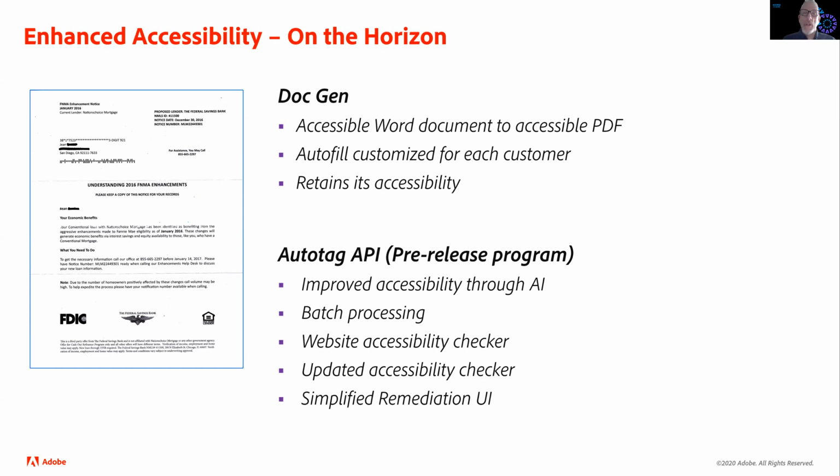We also have a thing called DocGen, which is also in pre-release, which will allow you to create an accessible Word template and have a database of information, student information. You want to send out a mass mailing to all students, but you want it customized for each student. You can create that template in Word that's accessible. It'll automatically convert it into an accessible PDF and populate it with all the data for each individual person that you're sending out the information.